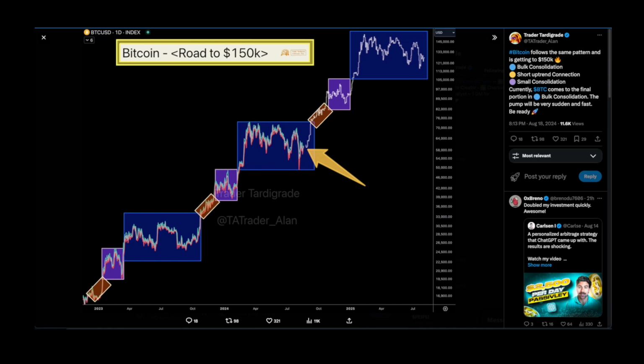So the blue is consolidation, orange is uptrend connection, and purple is small consolidation. Currently BTC comes to the final portion in blue, bulk consolidation. The pump will be very sudden and fast. The road is to 150k for BTC this cycle apparently.